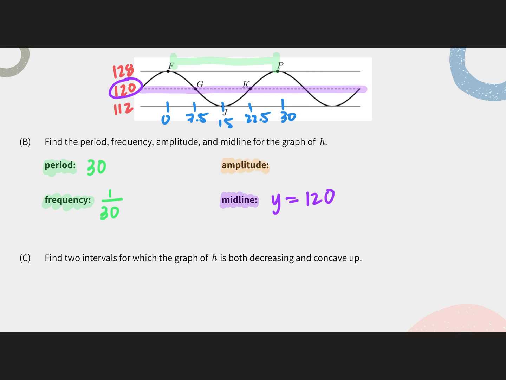Finally, our amplitude is the distance between that midline and our extrema, either the midline and the maximum or the midline and the minimum. So in our case, those values are 8 units apart, which is the length of the minute hand. So our amplitude is going to be 8.